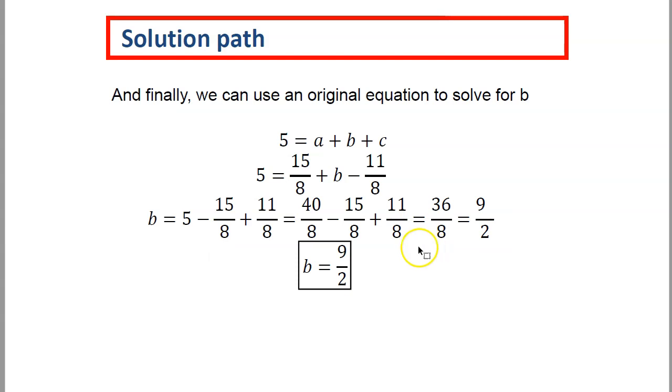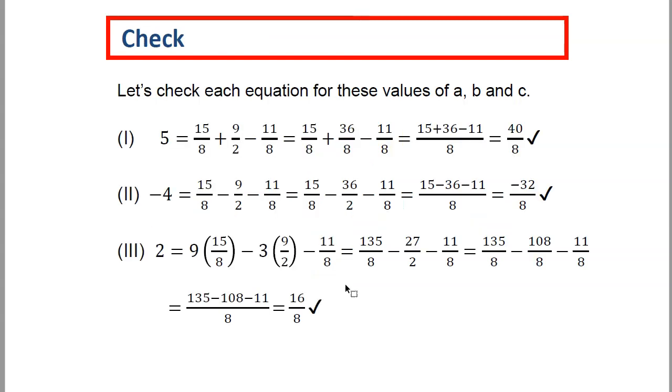And then finally, we need to figure out what b is. So we can go back to one of our original equations. Any of them will do. This one has a plus b plus c, so it's simple to work with. And when we add our fractions, we get b equals 9/2. So we have our 3 unknown variables solved.